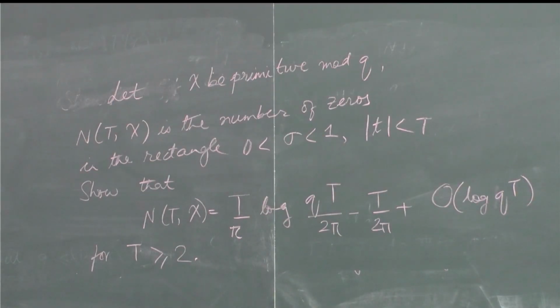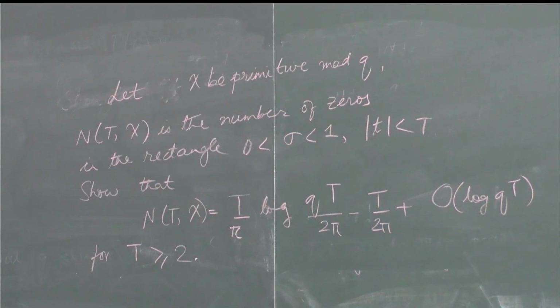Do you want to do it on the board? Try. First try it on paper, then you can come to the board and try to do it. So what do you want to do? Do you want to do it for zeta or for the L function? I mean, it's not so different. If you do it for zeta, then just this chi will not be there. You'll just have N of T, the number of zeros of zeta s.